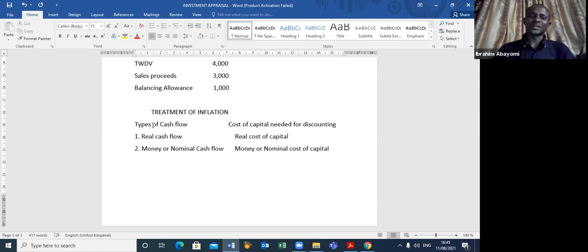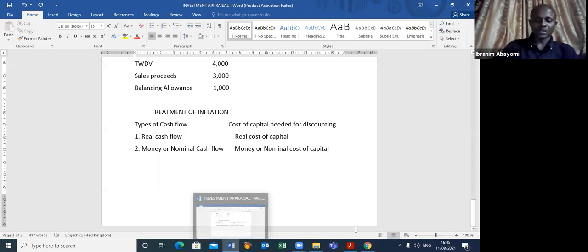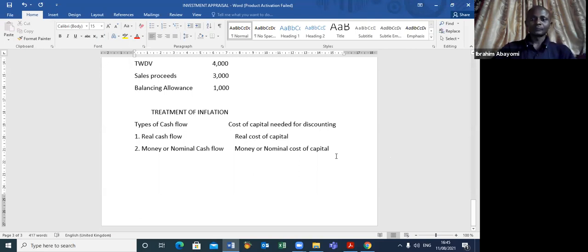When we say money cash flow or nominal cash flow, we are saying that that cash flow has already been inflated. We have considered the impact of inflation on that cash flow, and that is why we regard it as a nominal or money cash flow. And when you want to discount that money cash flow, you discount it using the money cost of capital. That is the principle.